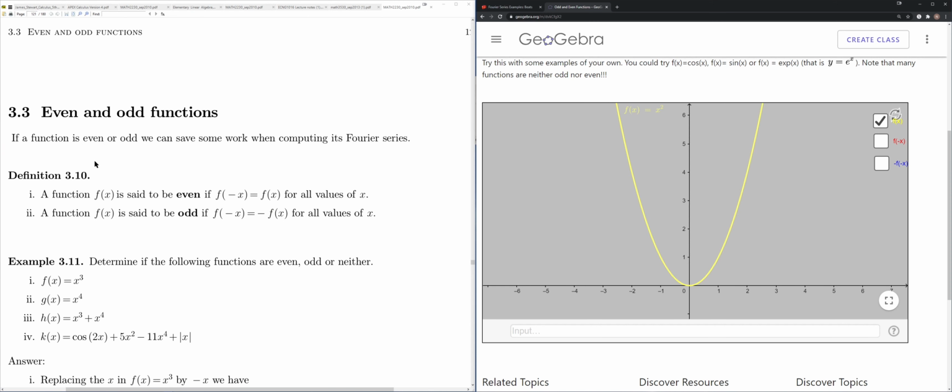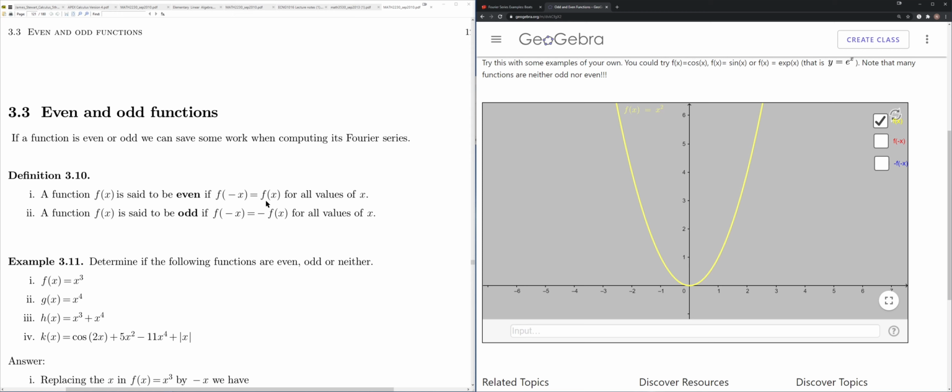However, let's look at our definition of even and odd functions. A function is said to be even if f of minus x is equal to f of x. In other words, if I have a function and I consider its graph, the graph of f of minus x, I'd get that by reflecting in the y-axis. If when I reflect in the y-axis I get the same function, then this function f of x is said to be even. Or you could define it in terms of the functions: a function is even if f of minus x is equal to f of x.